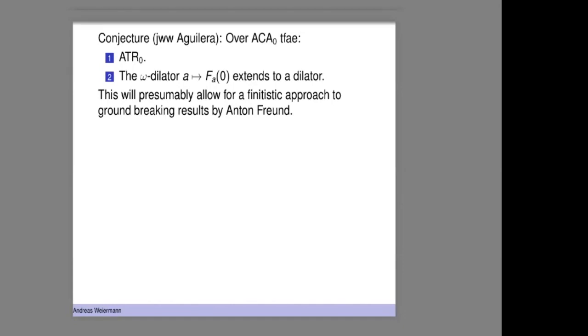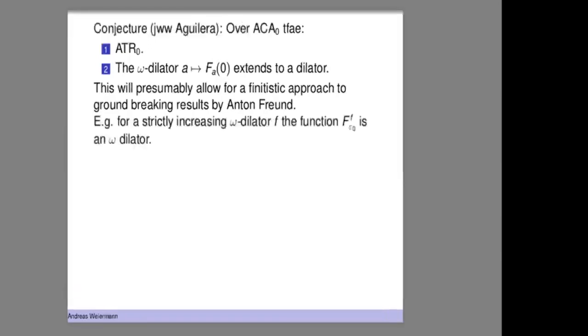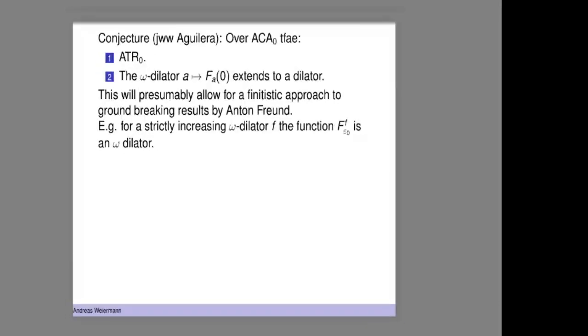And if this works out, and I believe in this, then this would give a fantastic approach to the recent groundbreaking work by Anton Freund. Namely, in the following sense, one can show if one has a strictly increasing omega dilator F, one can define a corresponding function f epsilon 0 of f, where f0 of f is the function small f.